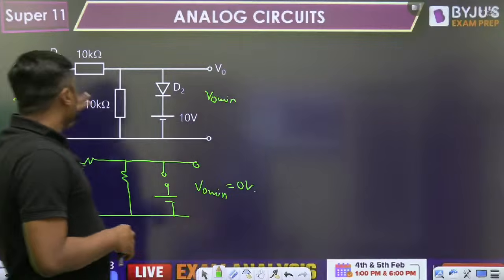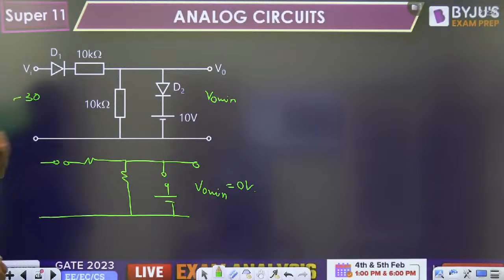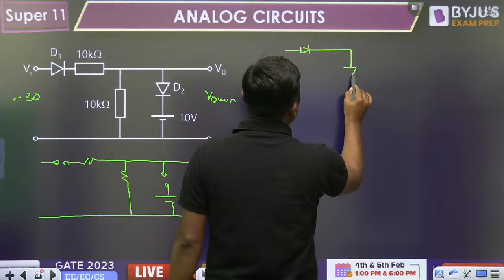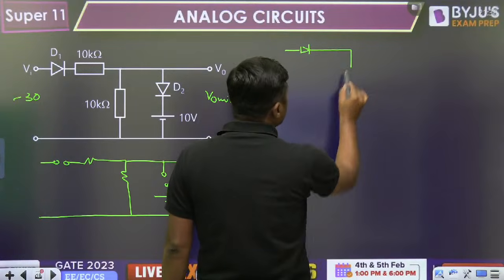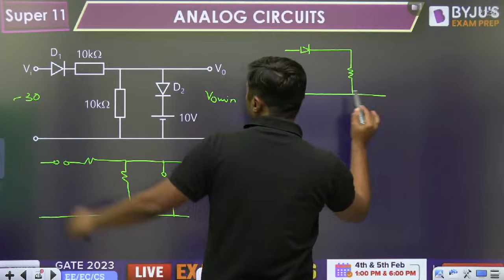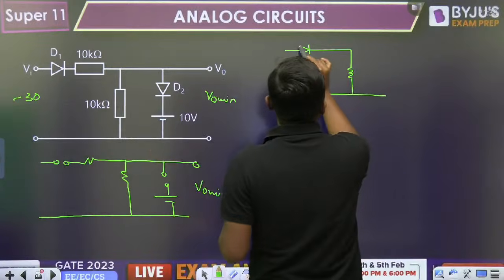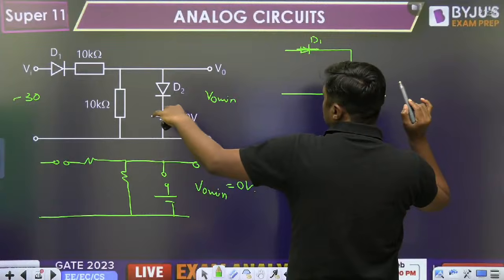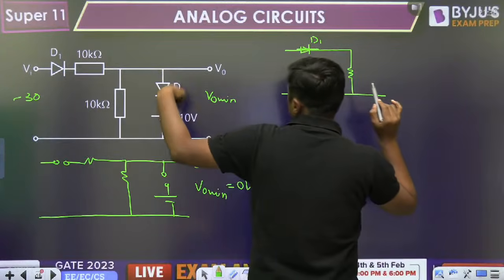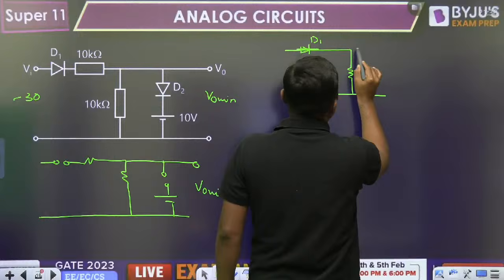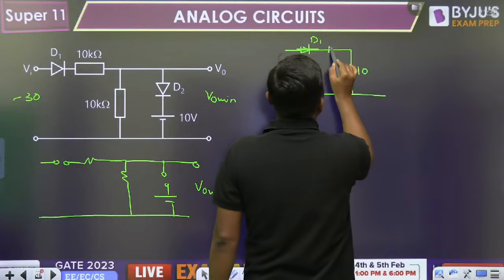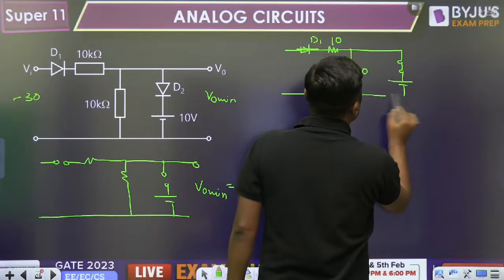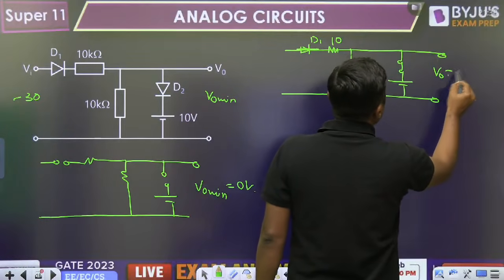Second, what is the maximum output voltage? For maximum output voltage, you have to apply the 30 volt. Right? 30 volt. When we are giving the 30 volt, this diode is on. It will act as a short circuit. And because of this 10 volt, because it is 30 volt, this diode is also on. We have to verify it. This is 10. What is the maximum output? 10 volt.